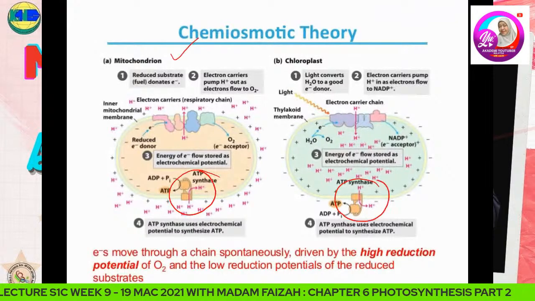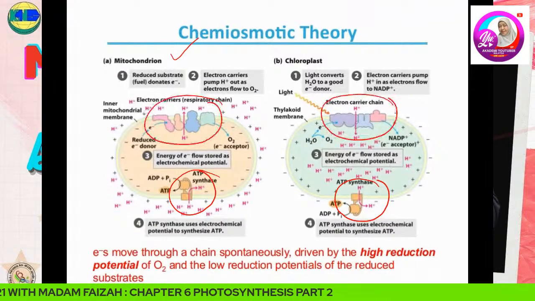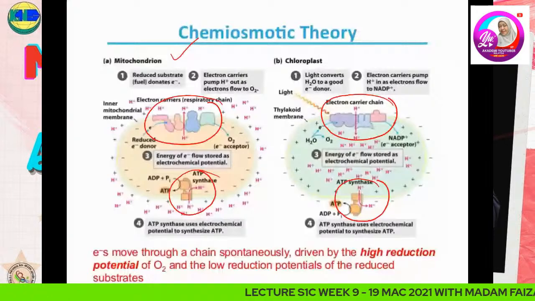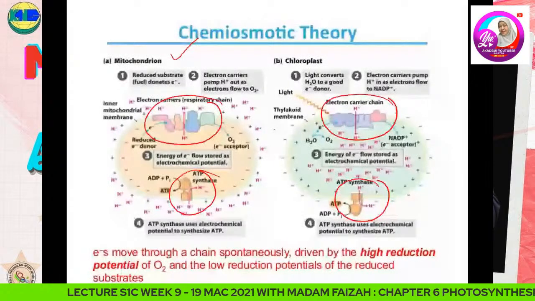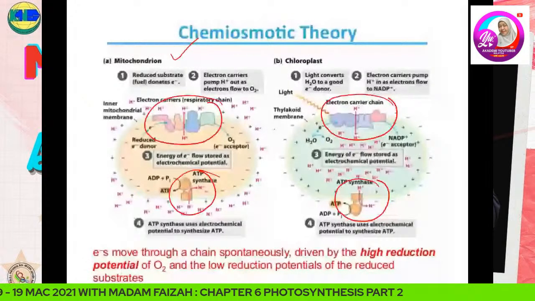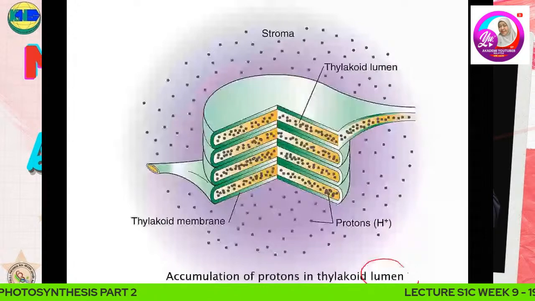This is under mitochondria. This is a complex. So this is dalam chloroplast. Okay. So dalam chloroplast, the H plus accumulationnya dalam stroma. Cuma dalam mitochondria, the accumulation of H plus dalam interspace membrane. Okay, so this is another diagram to show accumulation of proton in thylakoid lumen.